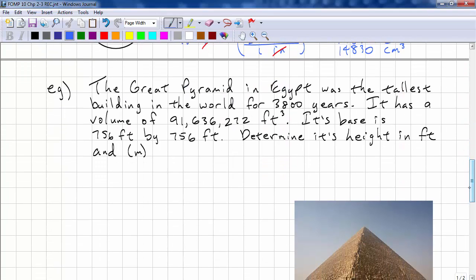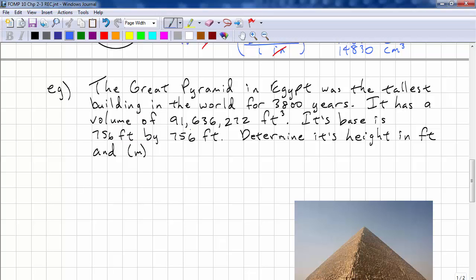Okay, let's look at some more examples. The Great Pyramid in Egypt was the tallest building in the world for 3,800 years. It has a volume of 91,636,000 cubic feet. Its base is 756 feet by 756 feet. Determine the height in feet and meters.